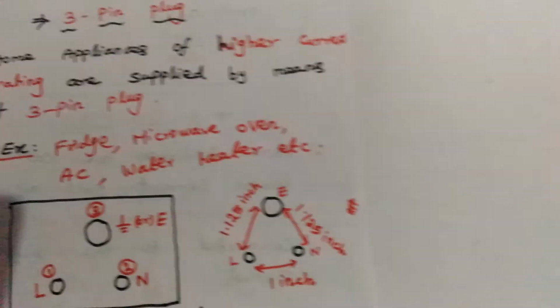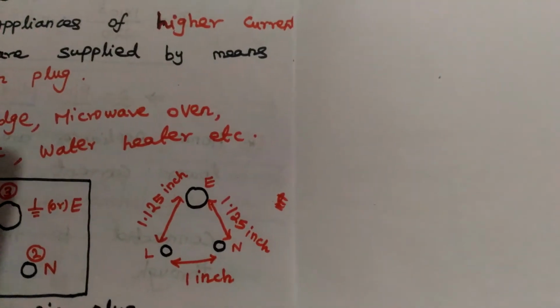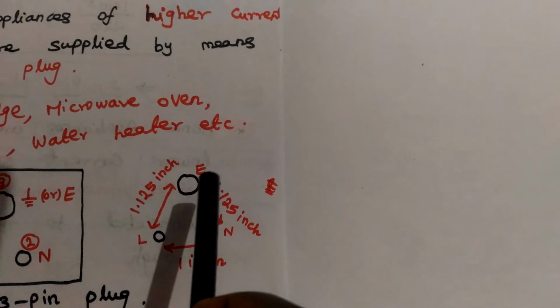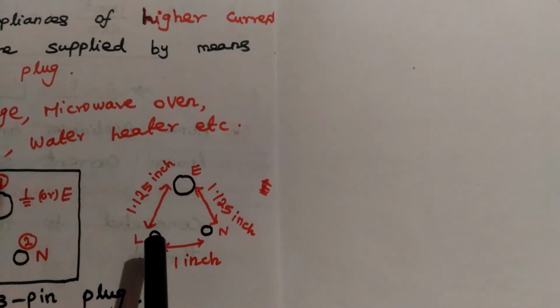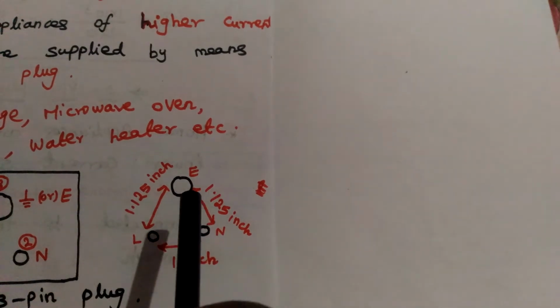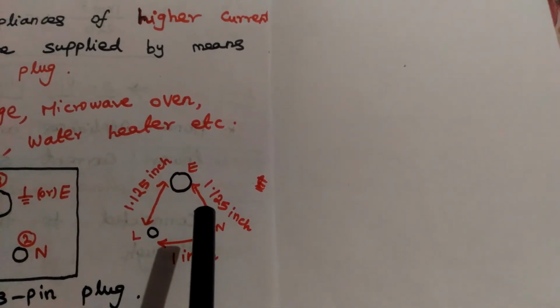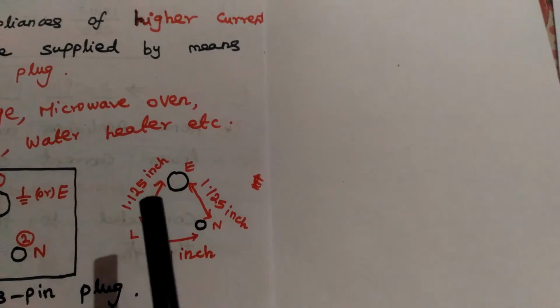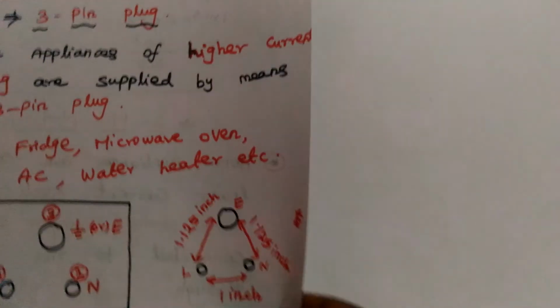Okay, so normally the distance between the phase and the neutral point will be 1 inch, the distance between the earth point and the phase point will be 1.125 inches, and the distance between earth and neutral will be 1.125 inches. So these are the distances between each of the pins in the 3-pin plug. So now let us see.